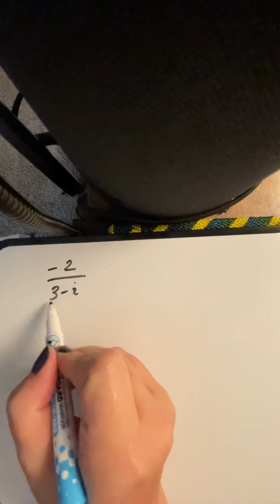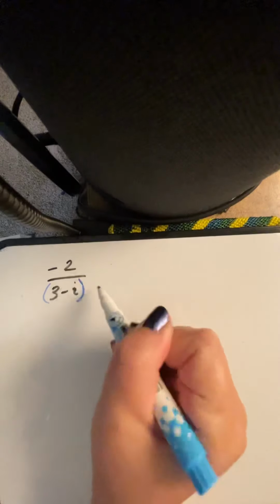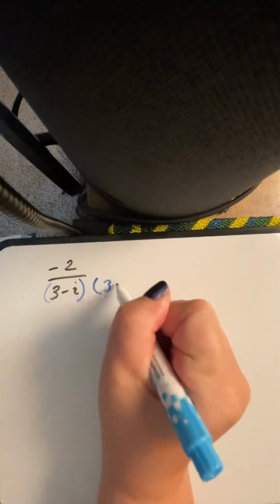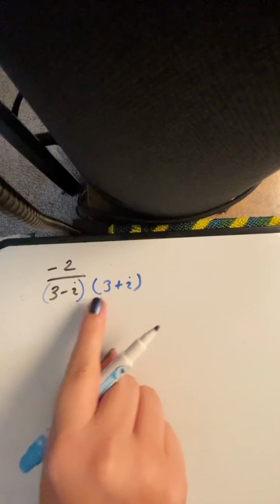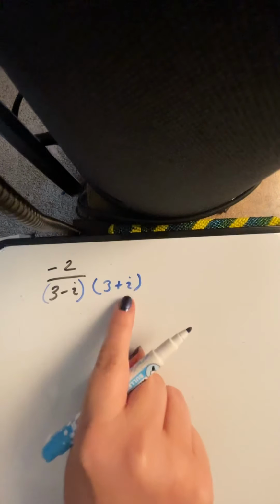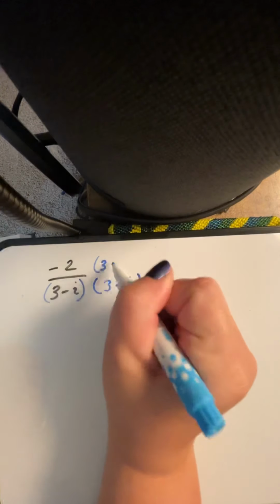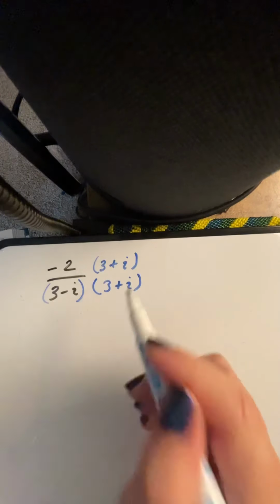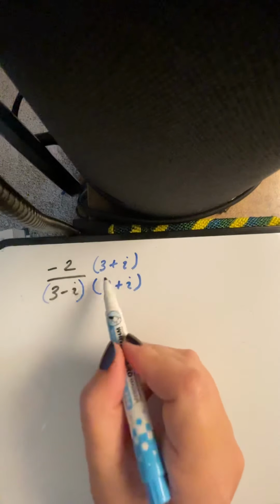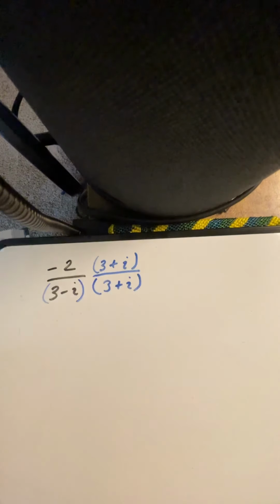So if our complex number here is 3 minus i, the complex conjugate to that is going to be 3 plus i. Remember that the real number stays the same and the sign on the imaginary part changes. But we need to make sure that we multiply both the numerator and the denominator by that same value, because we can't change the value of this number, and 3 plus i over 3 plus i is just equal to 1. And so that's why we're allowed to do that.